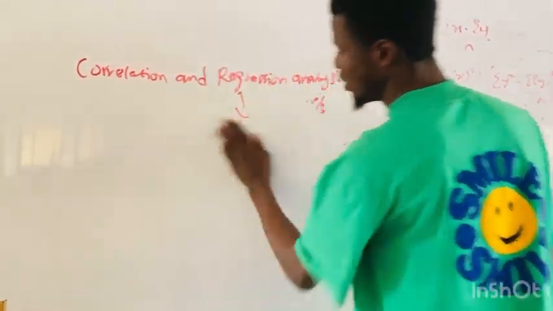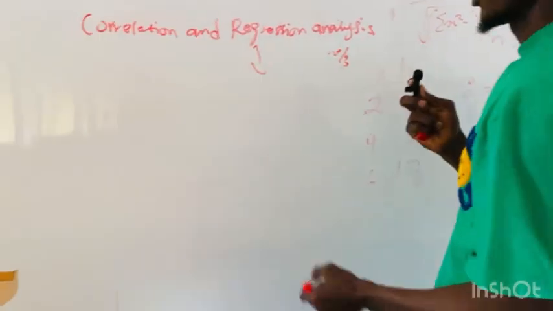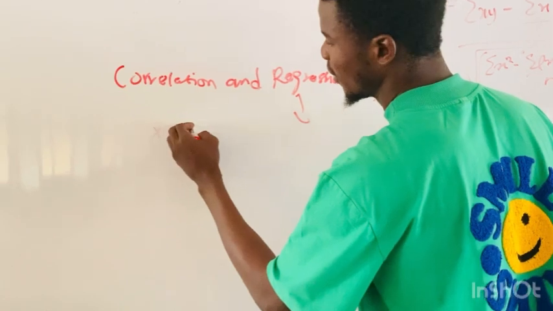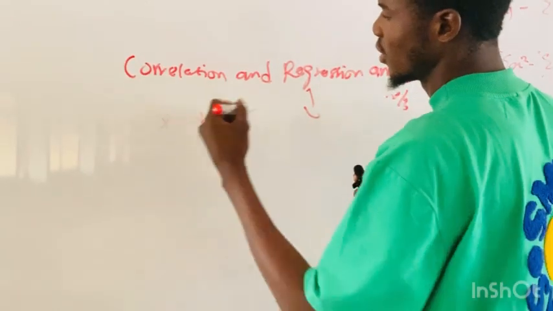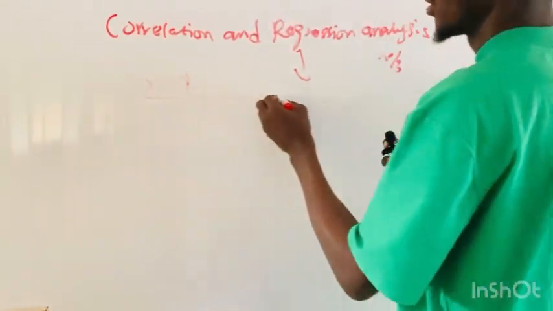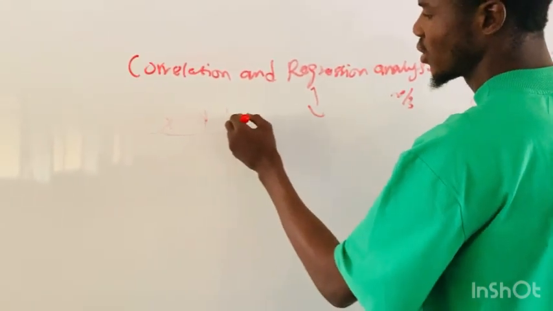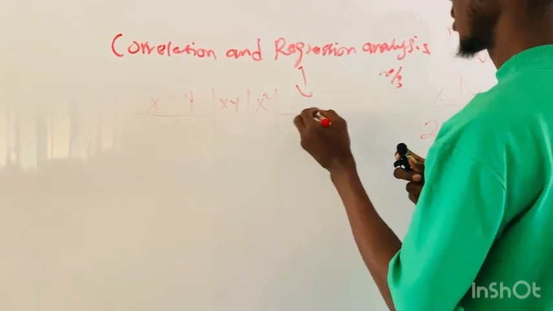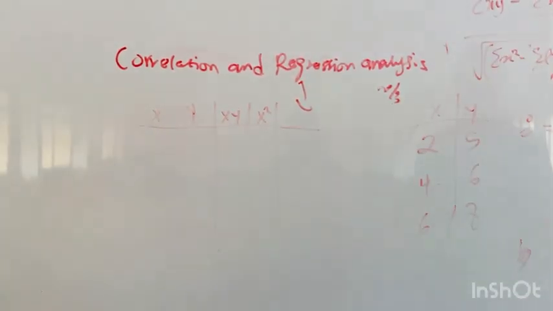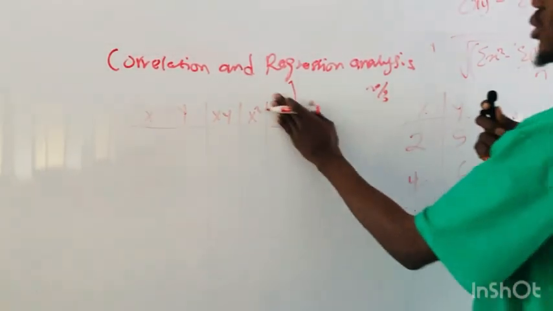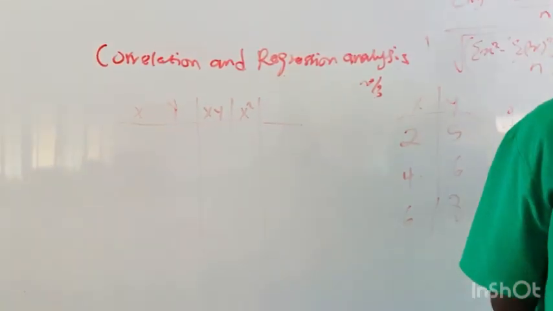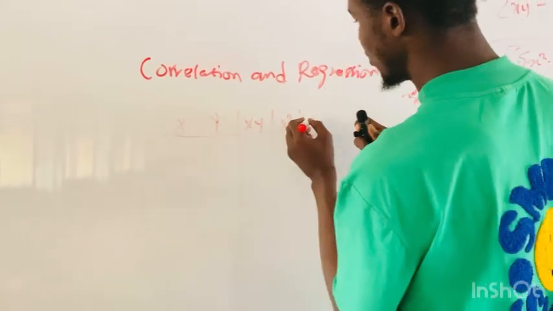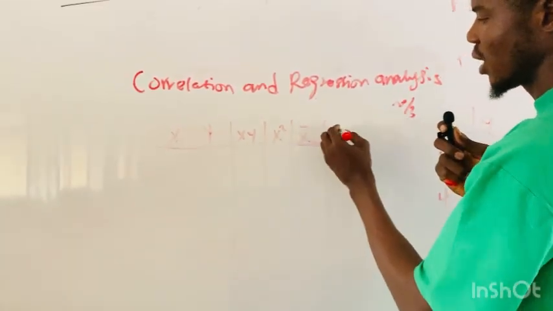As we drew the table before, we have to draw it for this one also, in which we have our x, we have our y, we have our xy, we have our x square. I think that's all. Then we have our x mean and our y mean.